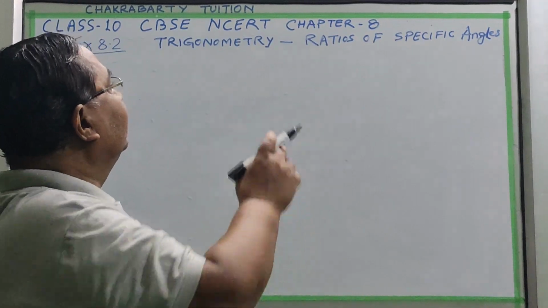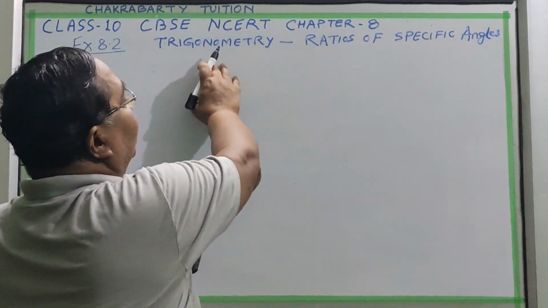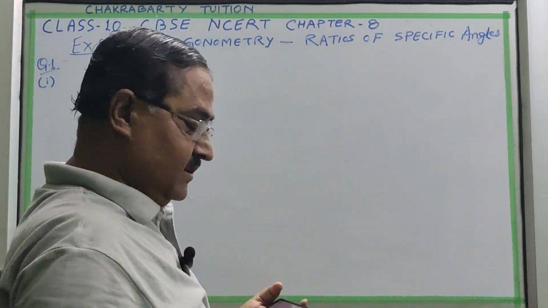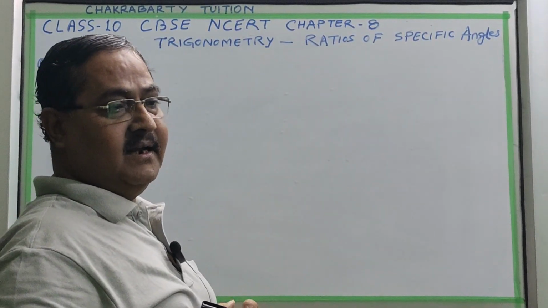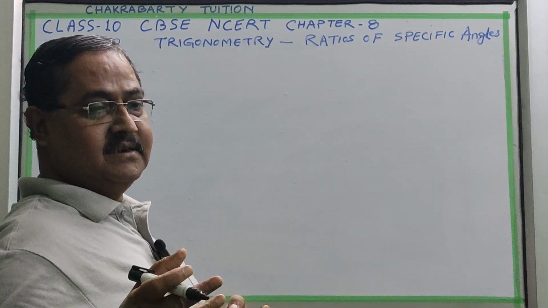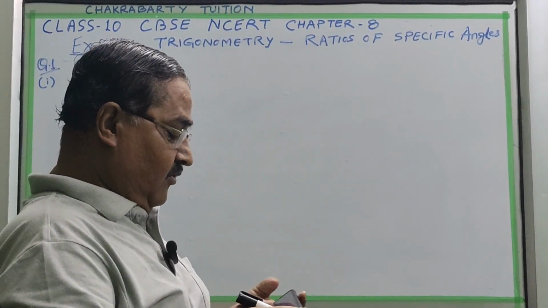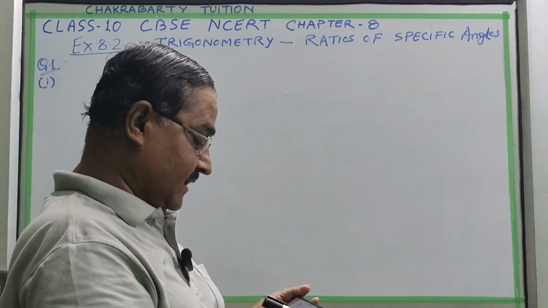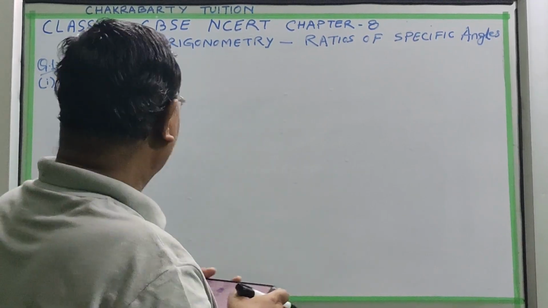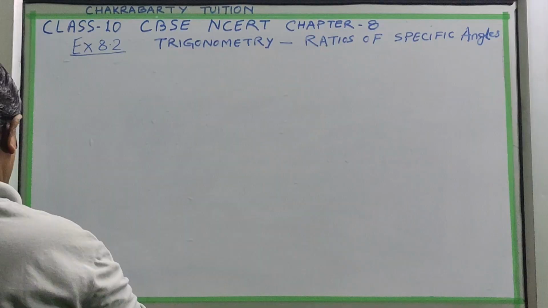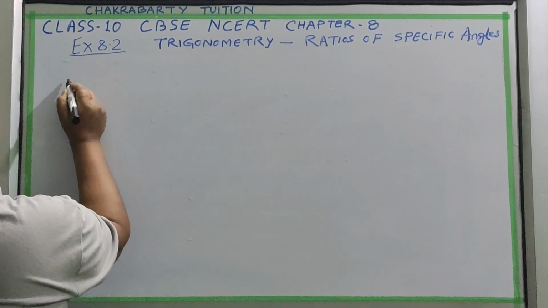So today we will start with trigonometry ratios of specific angles. Some specific angles are there, suppose 90, 30, 60, 45. For those angles, we will be discussing what the ratios will be.